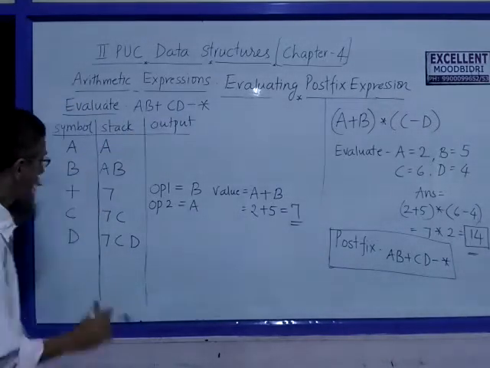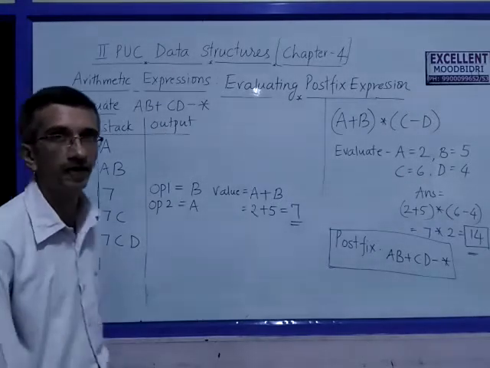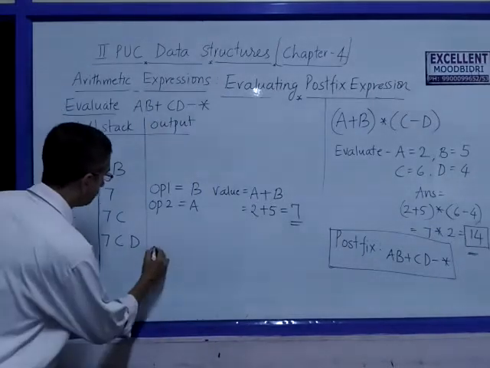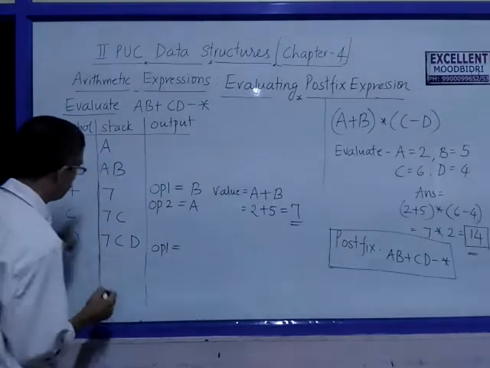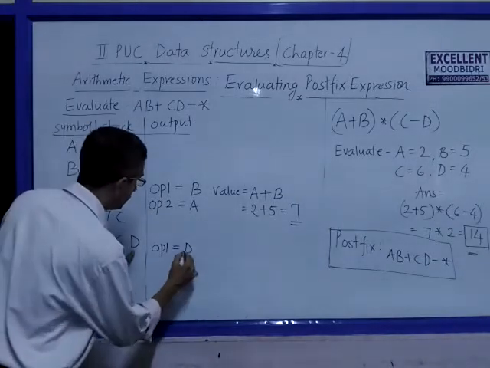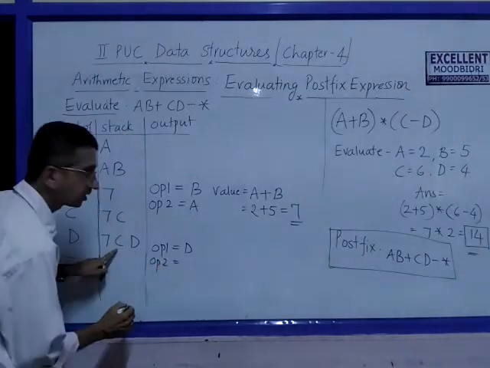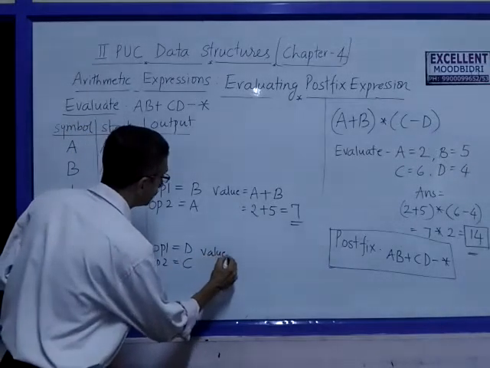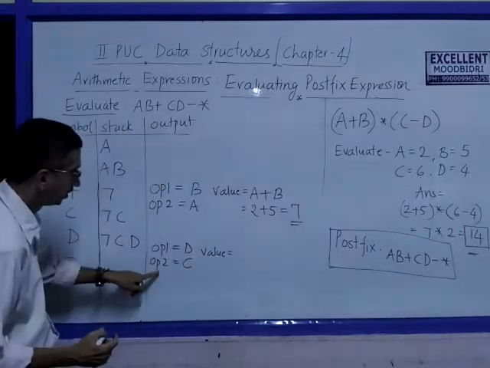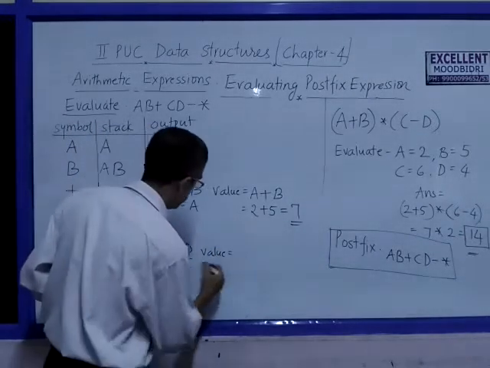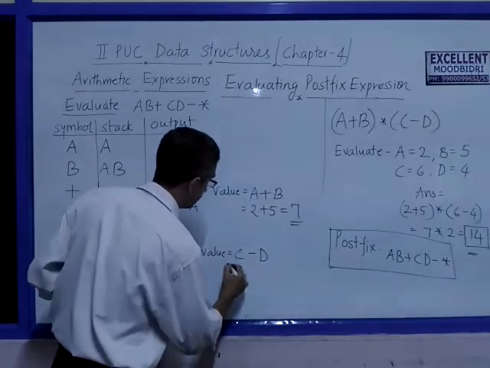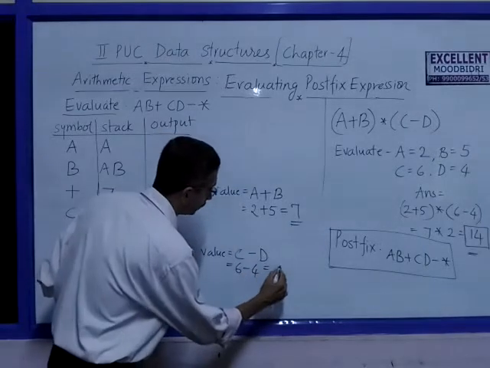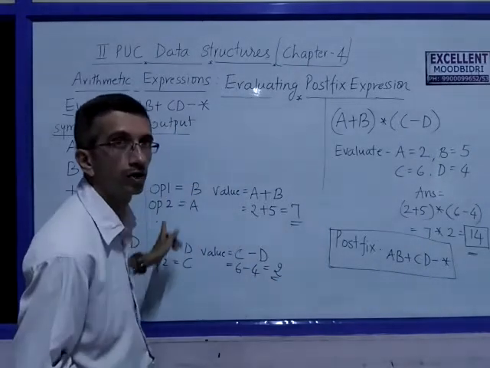Next is minus. Minus is an operator, so in the else section, operator. Same operation. Operand 1 is equal to first pop D. Operand 2 is equal to the next pop, it is C. So value is equal to operand 2 minus operand 1, that is C minus D. C value is how much? 6 minus 4 is equal to 2. The value is pushed onto the stack.